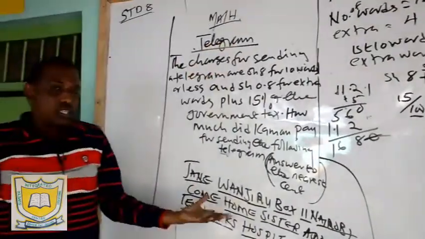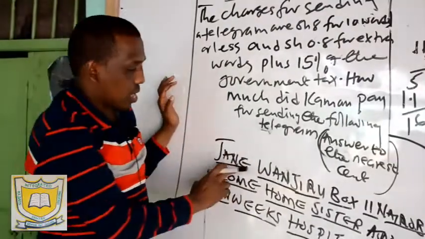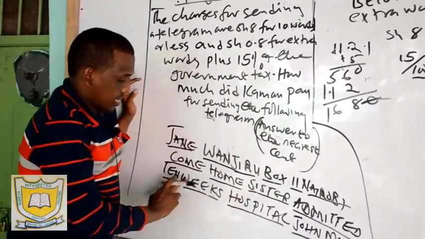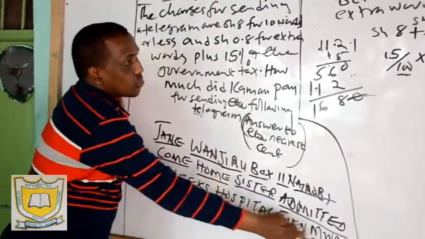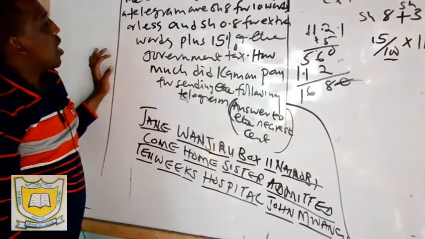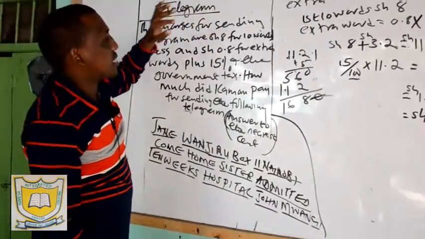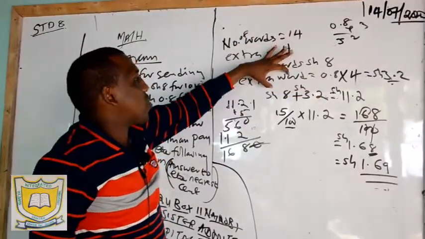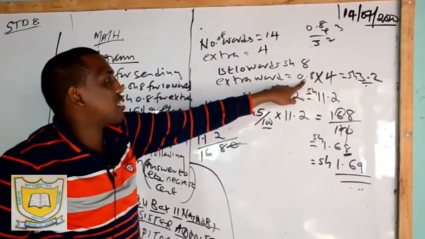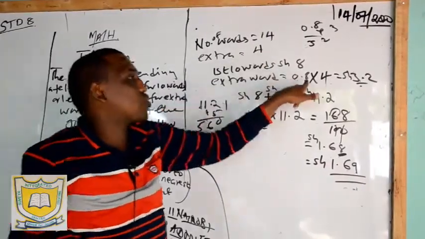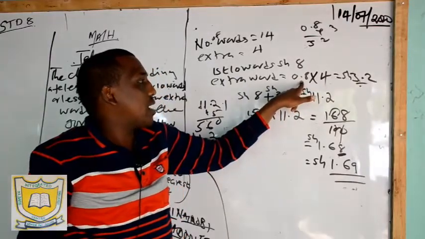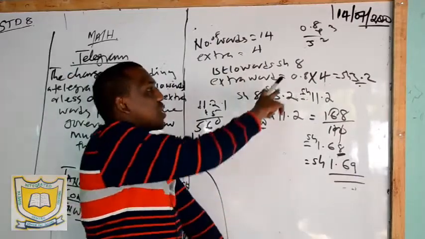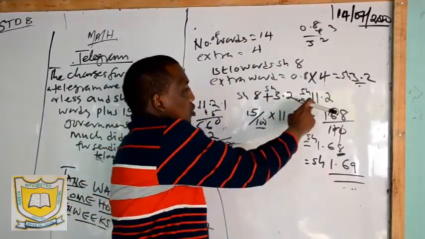Here we count the number of words again. They are 14 words now. You are told they charge shillings 8 for the first 10 words. So 14 words, extra 4. The first 10 words shillings 8. Extra words 0.8 each, times 4, you will get 3.2 shillings. We add now: 8 plus 3.2, you will get 11.2.